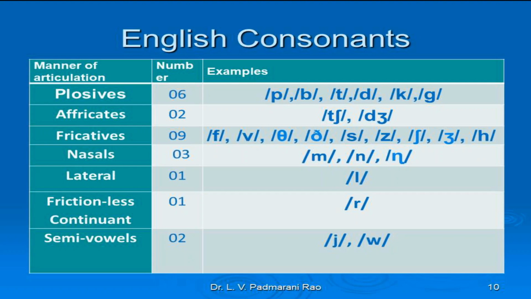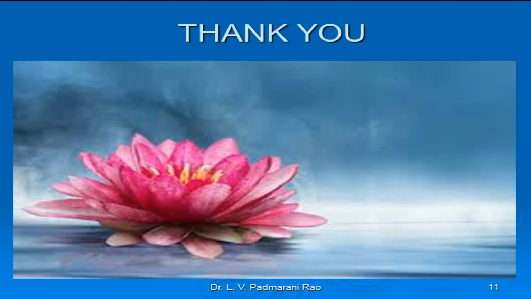So in this video, we have learnt how to classify and describe a consonantal sound. We especially concentrated on English phonology and have given a description in terms of 3 terms: the place of articulation, the manner of articulation, and whether the sound is voiced or voiceless, for almost all the English consonantal sounds, which are 24 in number.